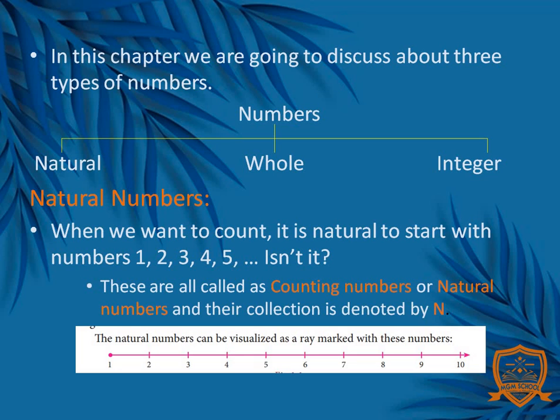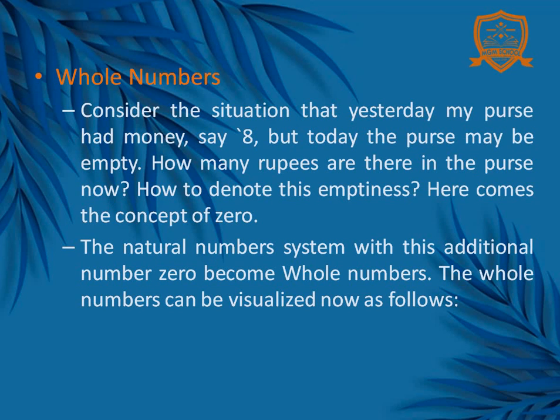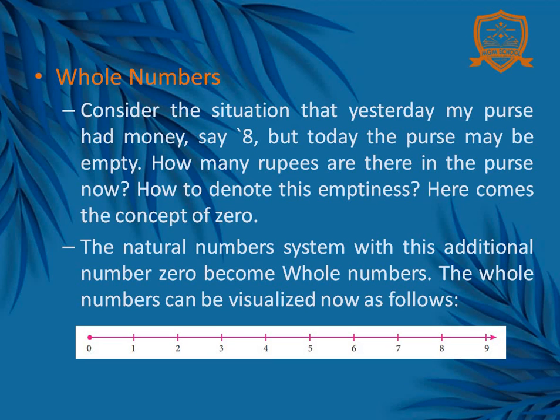Next, we are going to discuss what whole numbers are. Consider the situation that yesterday my purse had 8 rupees. For example, you had 8 rupees in your pocket yesterday. Then you spent the money and you have nothing in your pocket. That emptiness, nothing, denotes 0. These natural numbers along with 0 become whole numbers. When the natural numbers come along with 0 in front, it becomes the whole numbers. The whole numbers can be visualized as follows: 0, 1, 2, 3, 4, 5 and so on.